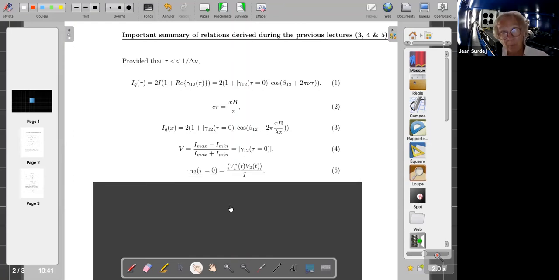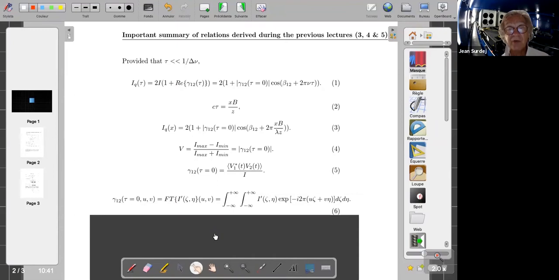Now, more generally speaking, the complex degree of mutual coherence is a complex quantity. It means that it may have a real part and an imaginary part, and it is defined as the following quantity. It's a time average of a correlation measurement between the electric field at the two holes, divided by the average intensity of the light.